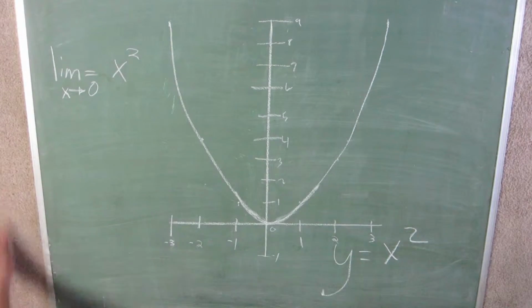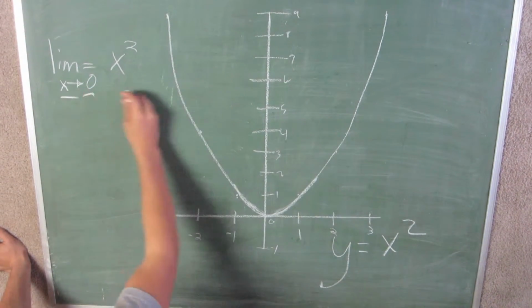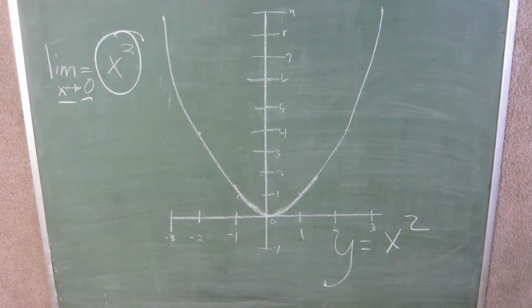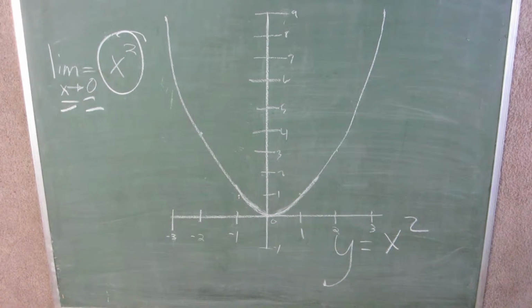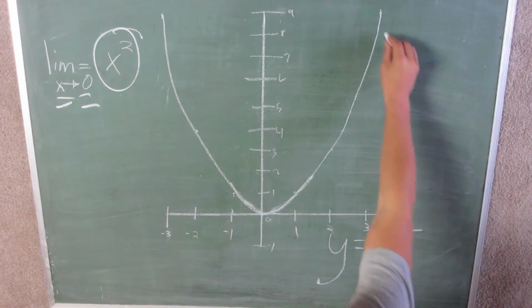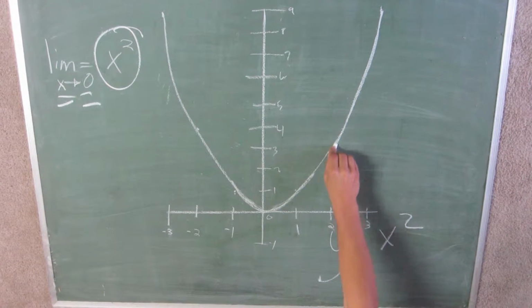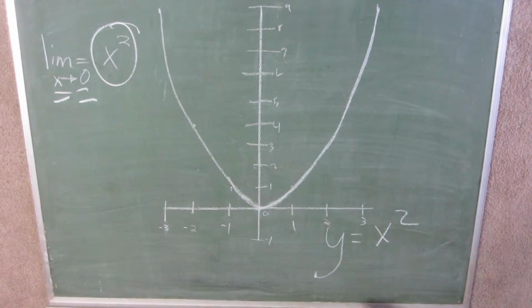Hello. We're going to look at the limit as x approaches 0 of x squared. What we need to do is find out which point the graph is going to converge to at x equals 0. So we look at it from the right first. We're going all the way down to 0. Where's this graph going to go? It's going to be at 0.